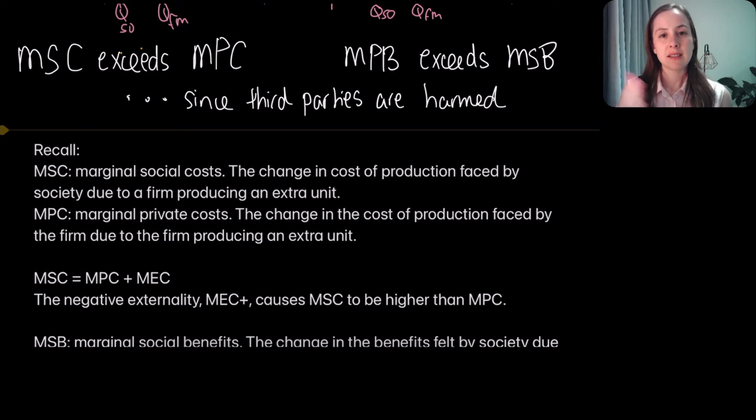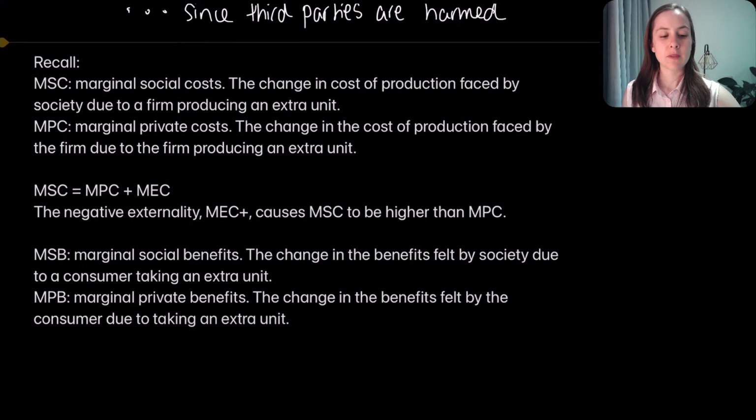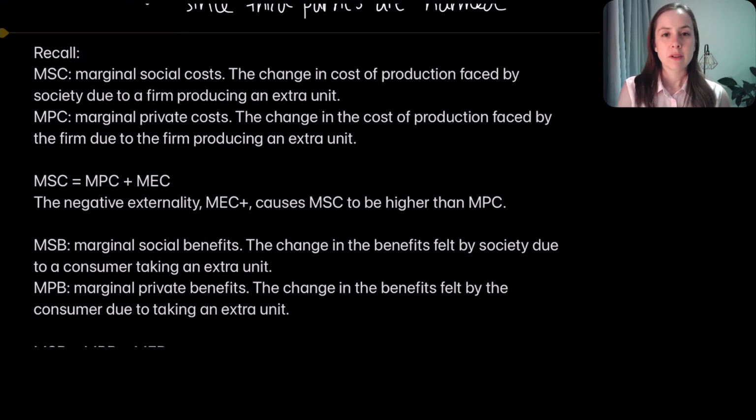Remember, MSC exceeds MPC at every quantity when third parties are harmed. MPB exceeds MSB when third parties are harmed. Got to refresh all this vocab so if you don't have it down already, just add it to your notes. MSC equals MPC plus MEC. Marginal social costs equals marginal private costs plus marginal external costs.